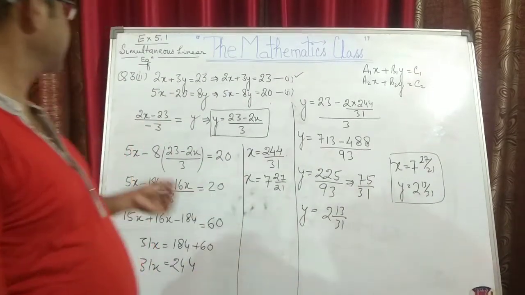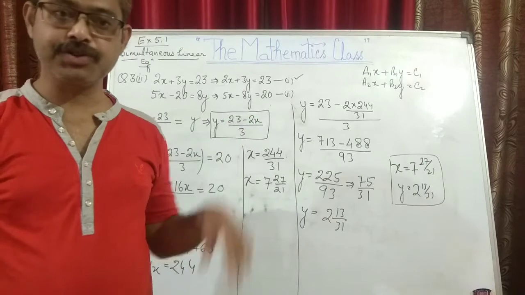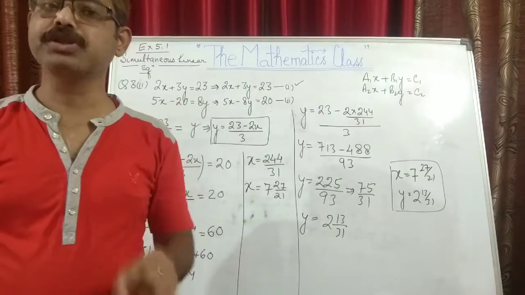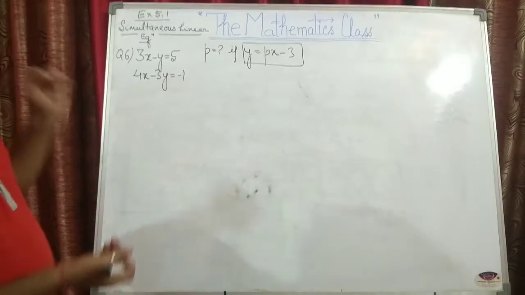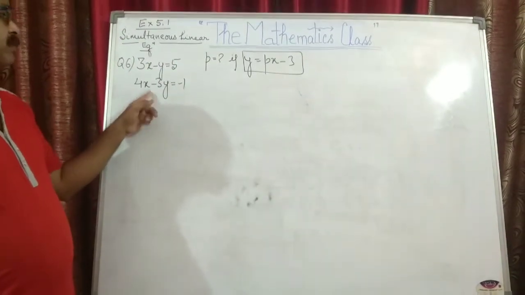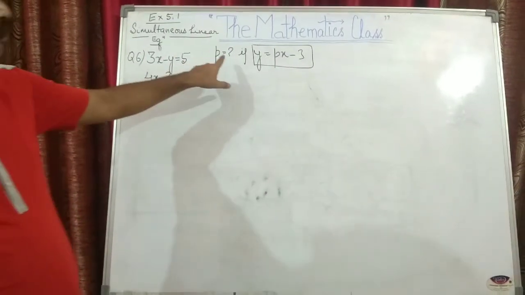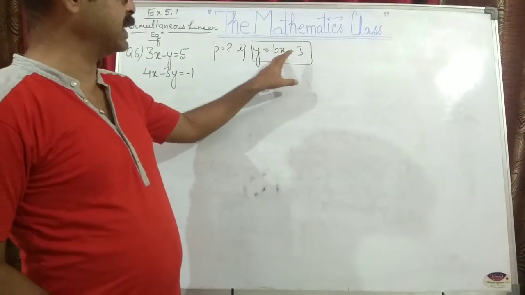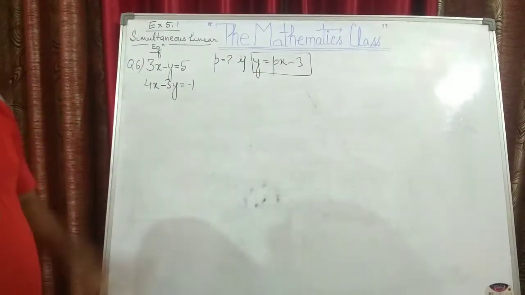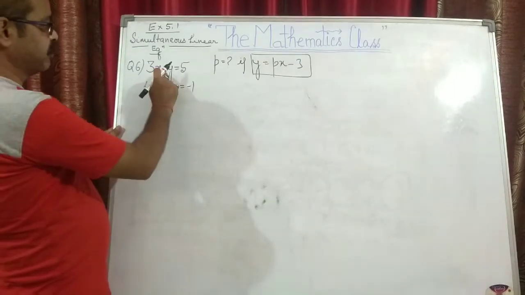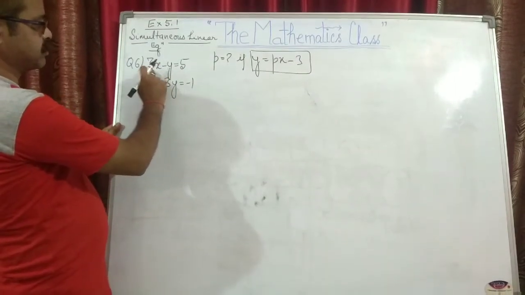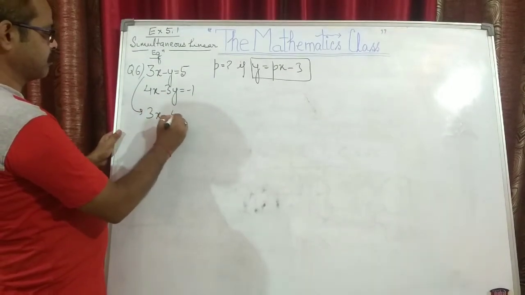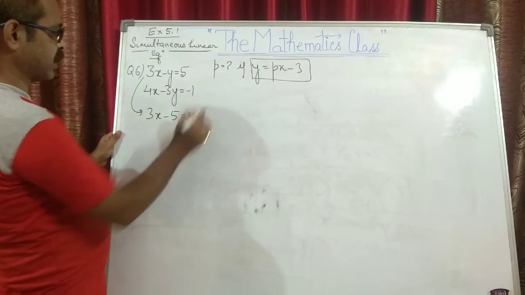So we'll do one more question, that is question number 6, and that finishes our first exercise along with the substitution method. Now question number 6, 3x minus y is equal to 5, 4x minus 3y is equal to minus 1. But you have to find out the value of p when p is given in the form of y and x, means y is equal to px minus 3, find the value of p. So in this question what we do, we can see that y can be written as 3x minus 5. So from this we are writing 3x minus 5 is equal to y.